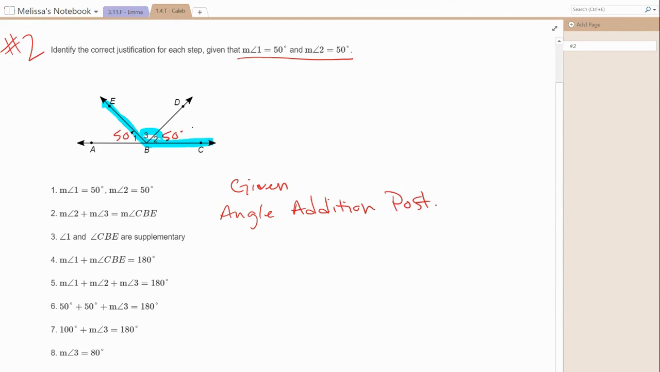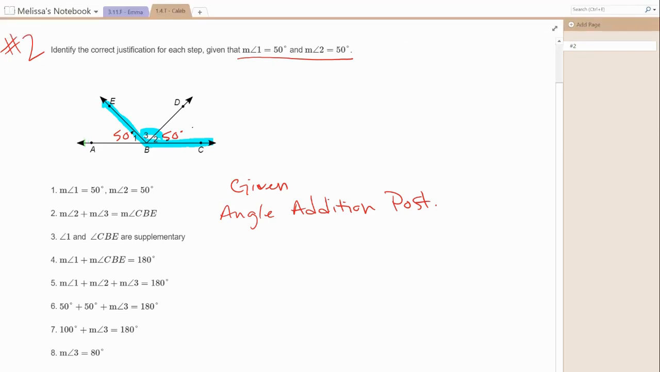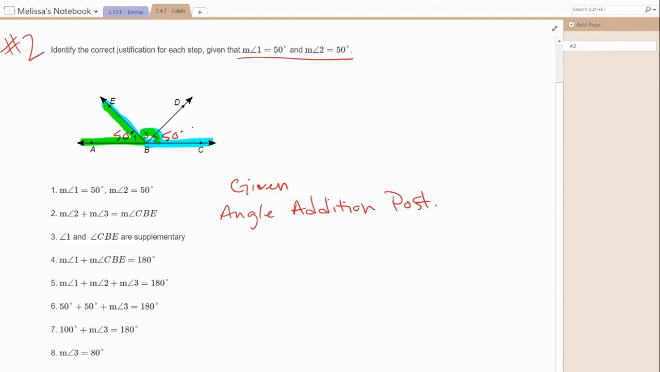All right, number 3, it says 1 and CBE are supplementary. So again, here's angle 1, and then with CBE, which is this big angle, it says together those are supplementary. So again, looking at your postulates and theorems, you want to see which one would say something about 2 angles together equaling 180 or being supplementary. And that would be your linear pair theorem.